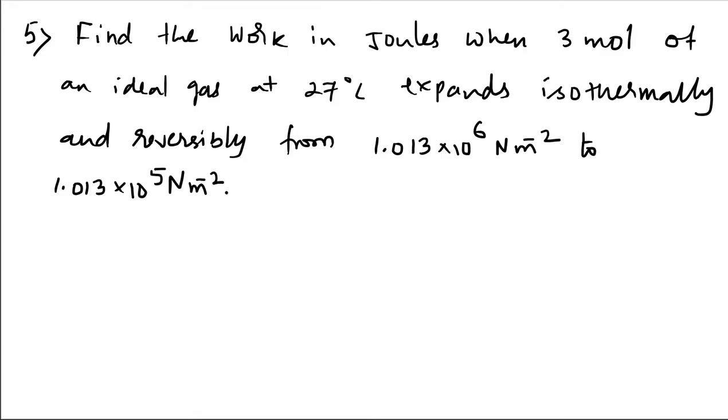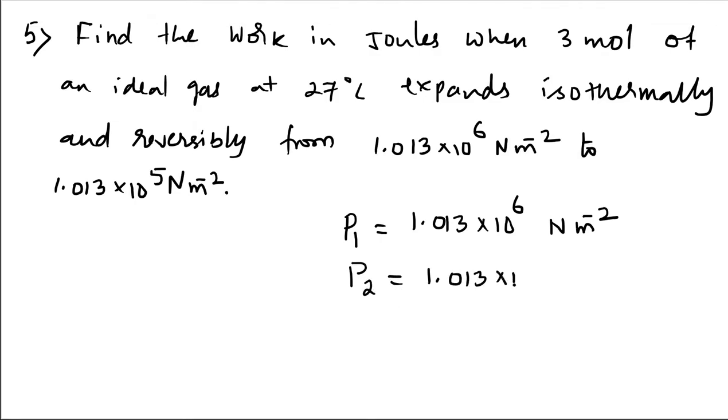Here in this problem, the gas used is 3 moles, the temperature is 27 degrees centigrade, and the process is reversible. There is no clear mention of any constant pressure. In a reversible process, there is very little difference between the system and surroundings. There is always equilibrium between them. Work happens slowly. So the initial pressure P1 is 1.013 times 10 raised to the power of 6 Newton meter power minus 2, and the final pressure P2 is 1.013 times 10 raised to the power of 5 Newton meter power minus 2.